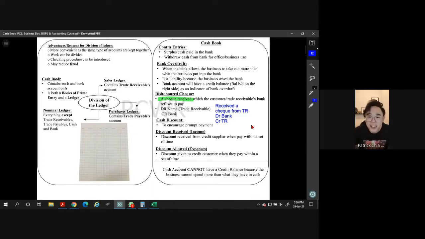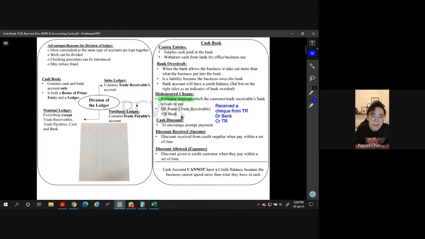Does a dishonored check need to be recorded or not? Yes, definitely we need to, because we already received the check and we already did DR bank CR TR. The blue-colored double entry is something we already did. So when they tell you there's a dishonored check, you must reverse. To do this is very simple. Look at the double entry and just reverse it: I DR TR and I CR bank now. We cancel the check.